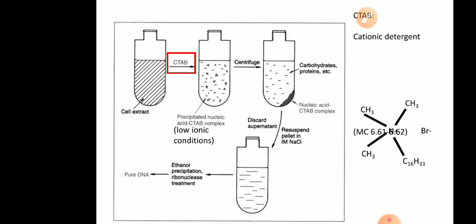The only thing is, in the case of plant DNA extraction, we have to give some harsh treatments so that the cell wall and the cell membrane break and we get the cellular contents which contain the DNA. So that is all, in brief, about how DNA is isolated from bacteria.